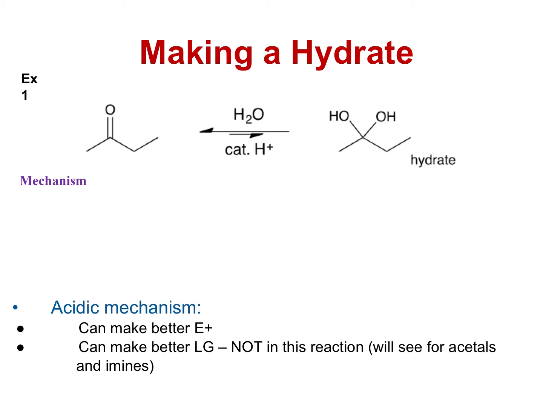So we're not going to make a good leaving group now, but we'll see that again later for acetals and imines. One of the other things we notice in acidic conditions for the mechanism is that we're only going to see charges that are positive or no charge at all. We're never going to see negative charges in an acidic conditions situation. So that's a good way to check yourself and make sure you're doing it right. So now that we've reminded ourselves about that, let's go ahead and look at the mechanism. The mechanism for making a hydrate, as we said, is acidic. So that means the first thing that we can do is make a better electrophile.